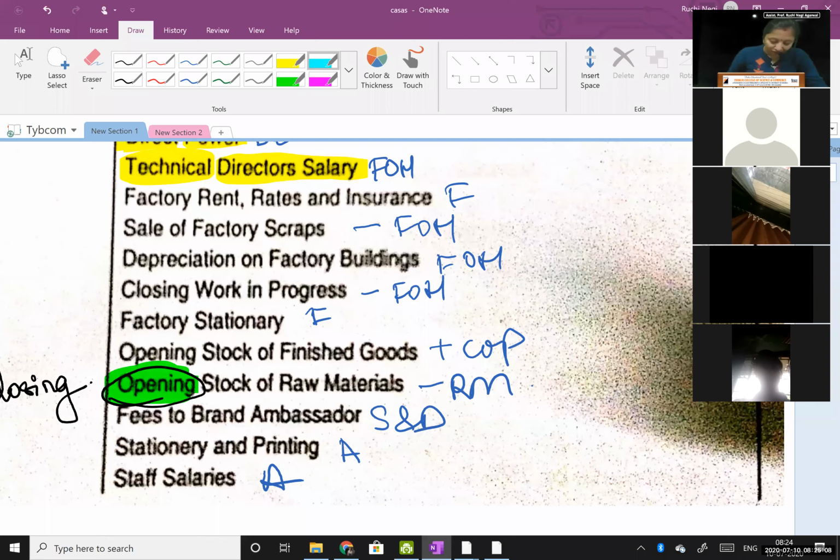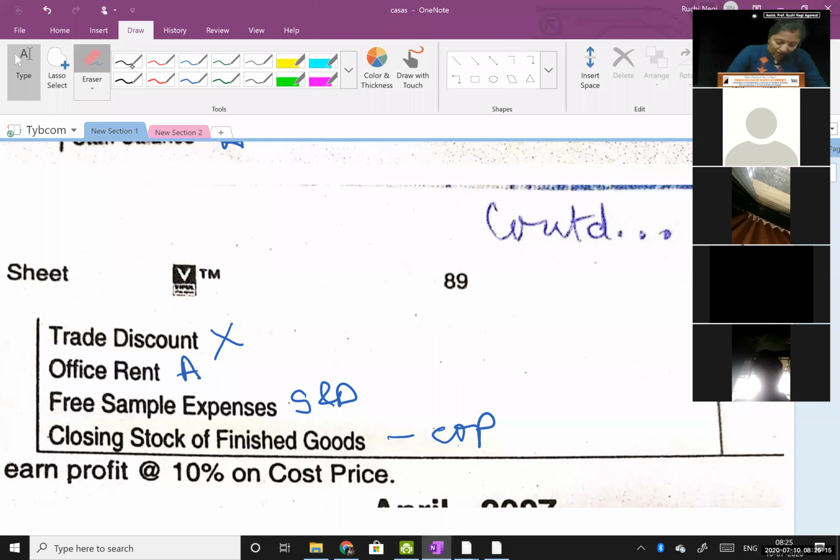Next, staff salary obviously will go to office. Trade discount is not a part of cost sheet. It's a financial expense, so it will not come in cost sheet. Office rent, office. Free sample expenses, this is advertisement, selling and distribution. Closing stock of finished goods, less from cost of production.